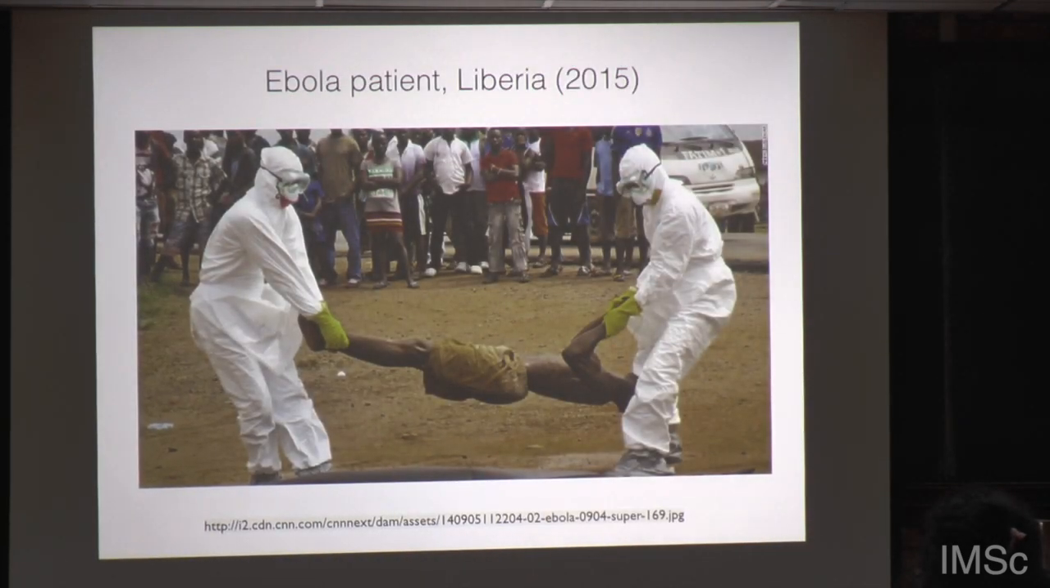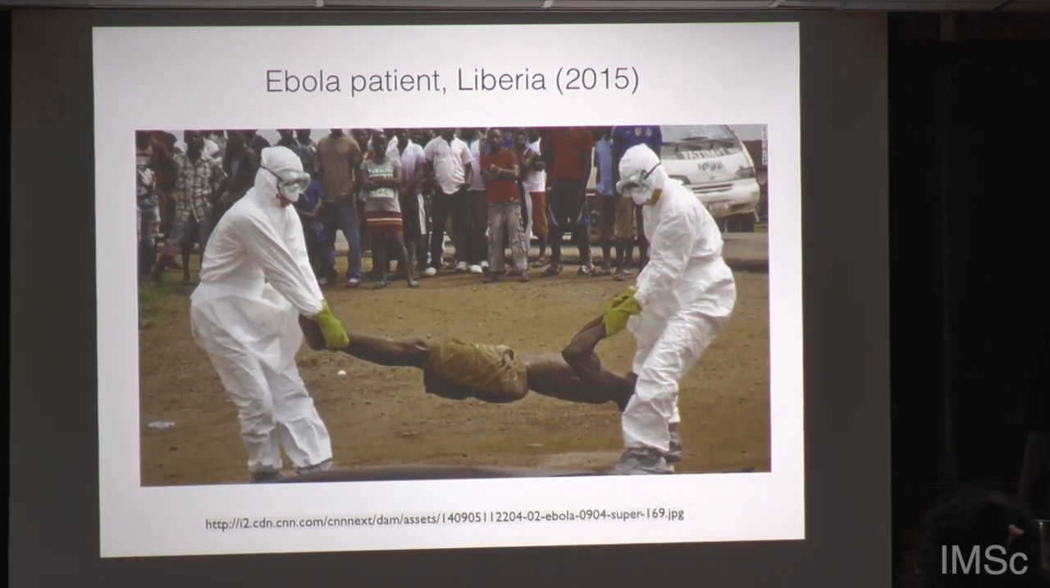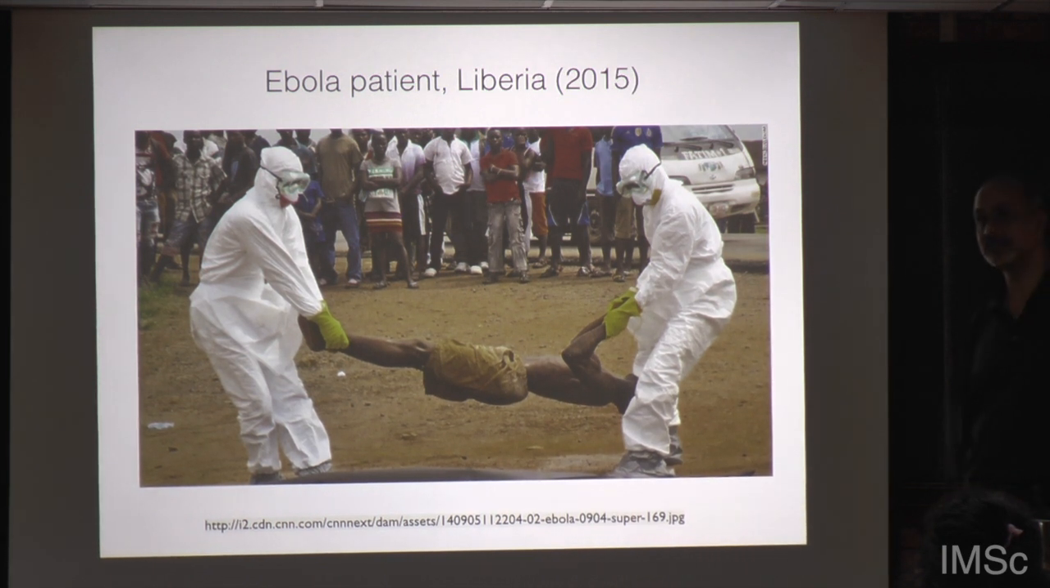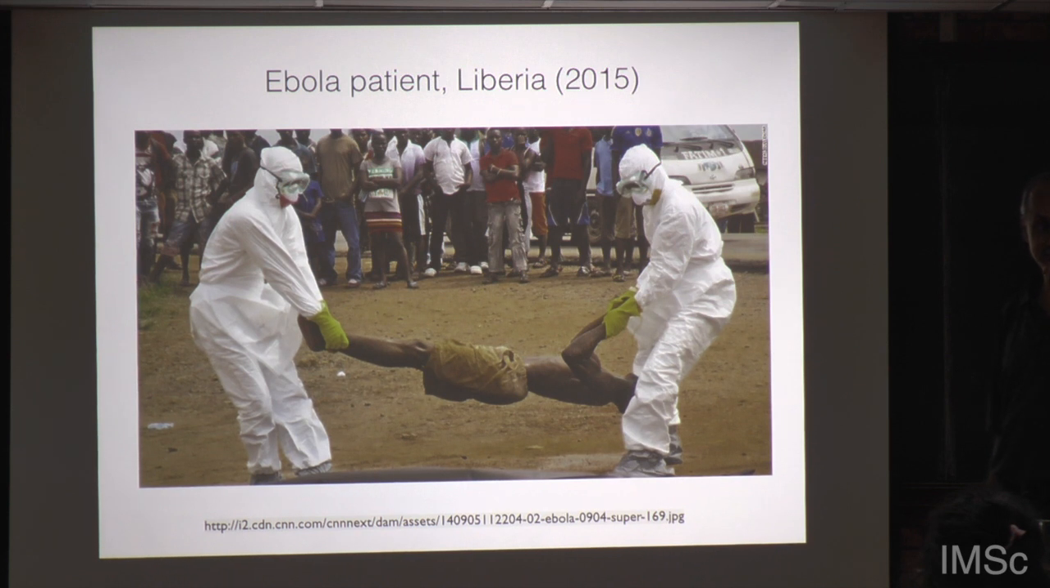So why should we think about infectious diseases? Here's a picture that is one example of why infectious diseases are important, and why thinking about infectious diseases is important not just for mathematicians. This is a course on mathematics of infectious diseases, but really for anyone who is interested in health of populations and what determines this. This is an Ebola patient.